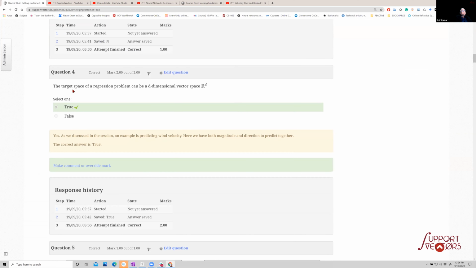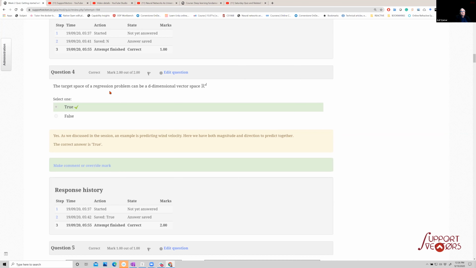Now, this is interesting. We talked about it. The target space of a regression problem can be a d-dimensional vector space, R^d. Generally, to simplify things and to have a good intuition, I always say think of a target space as a scalar field, just a number. If it is a quantity, if it is a measurable, it's a regression. But a measurable could be a vector also.